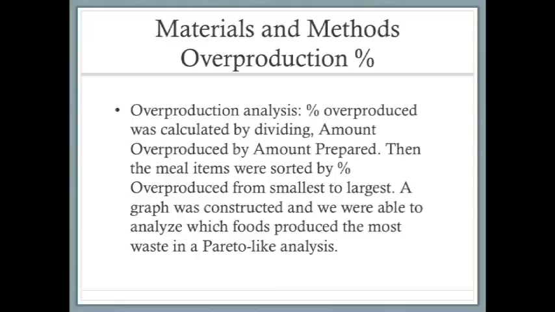Next, an overproduction analysis was performed. We calculated percent overproduced by dividing amount overproduced by amount prepared, and then the meal items were sorted by percent overproduced from smallest to largest. Next, we constructed a graph and were able to analyze which foods produced the most waste in a Pareto-like analysis.